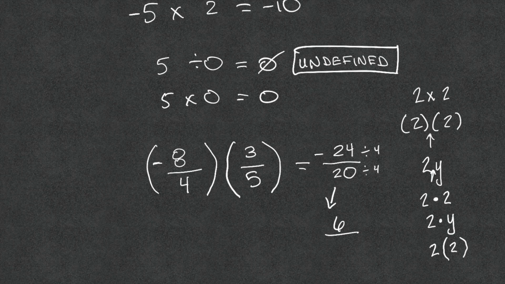And 4 goes into 20 5 times. And there's my answer, a positive 6/5. And we don't have to change it to a mixed number. It is an improper fraction. And in most algebra, you will be using improper fractions.